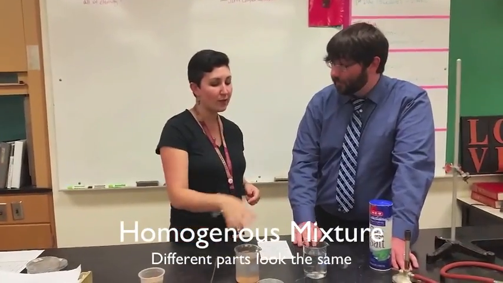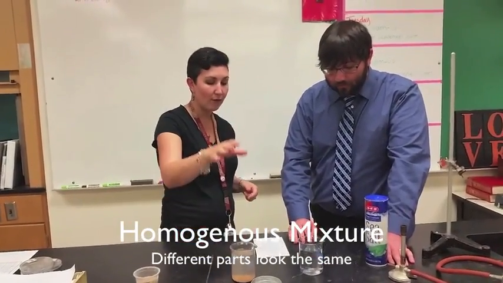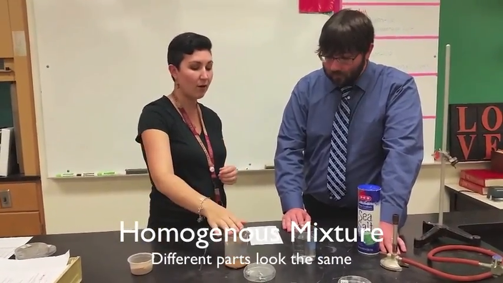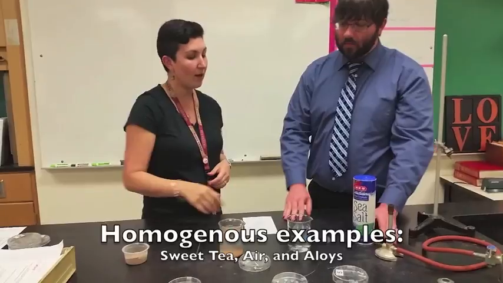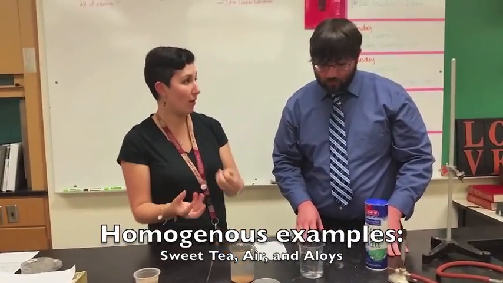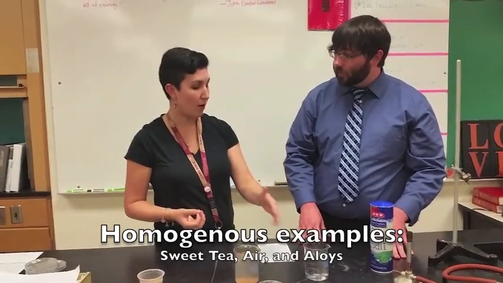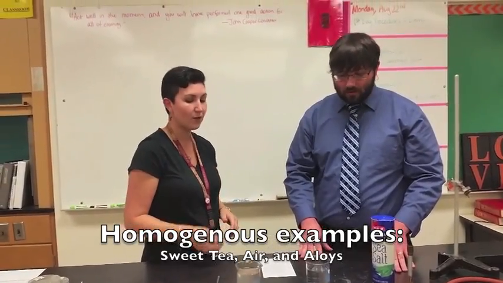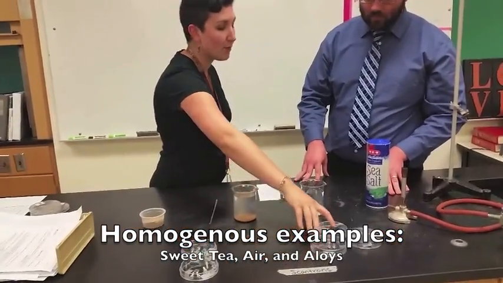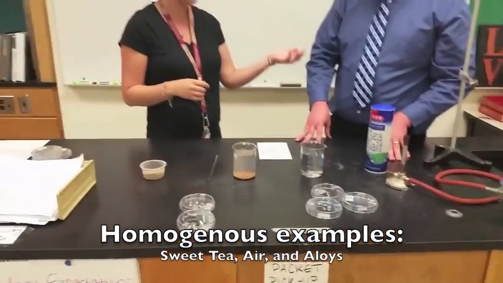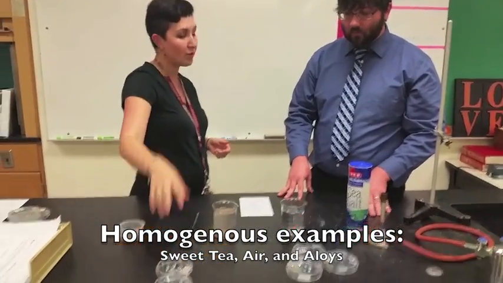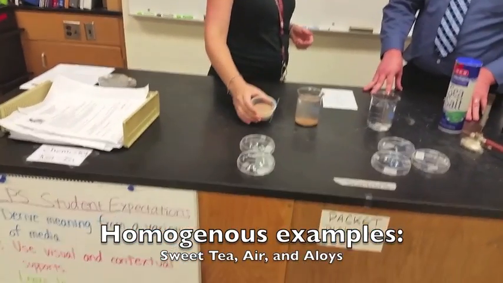So we have two different types of mixtures. One of them looks different. The different parts are clearly visible. That's called a heterogeneous mixture. And then one that looks the same throughout, even though there are different parts, is called a homogeneous mixture. So we have mixtures here, and we have pure substances. Pure water is an example of a pure substance. And we have mixtures. Sand, right here, is an example of a mixture.